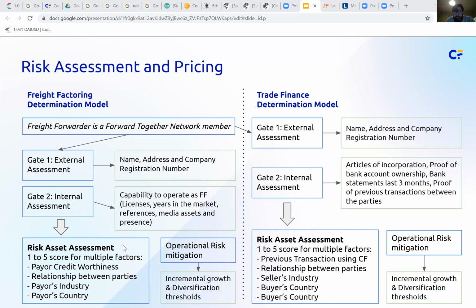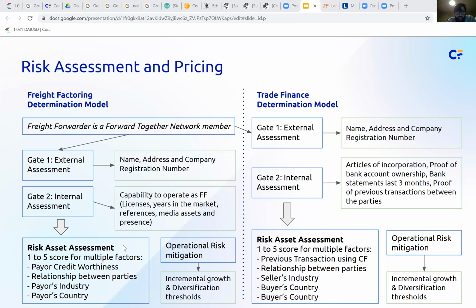On top of that, we do an operation risk mitigation as well, with incremental growth and diversification of thresholds in the pools. The reason is that you don't want a pool that is heavily focused on high risk assets. So that's something we do as well: we try to mitigate and make sure that it's a well-balanced pool.